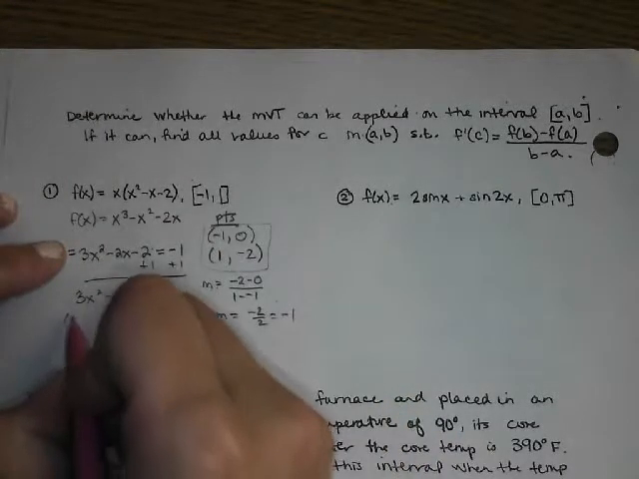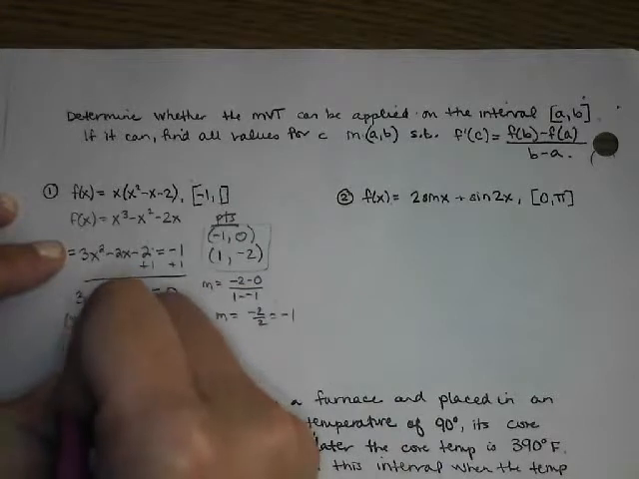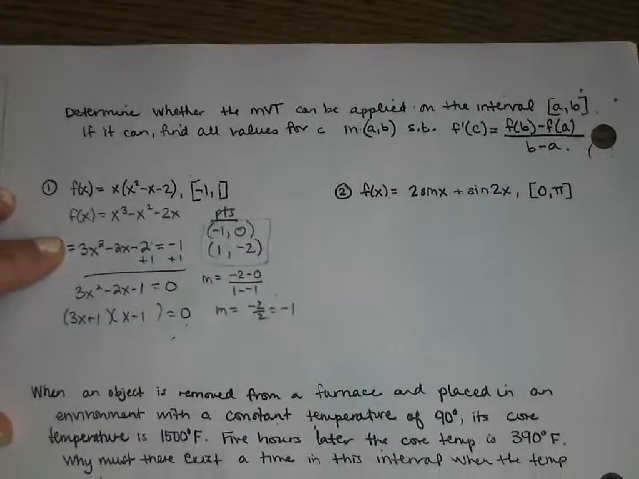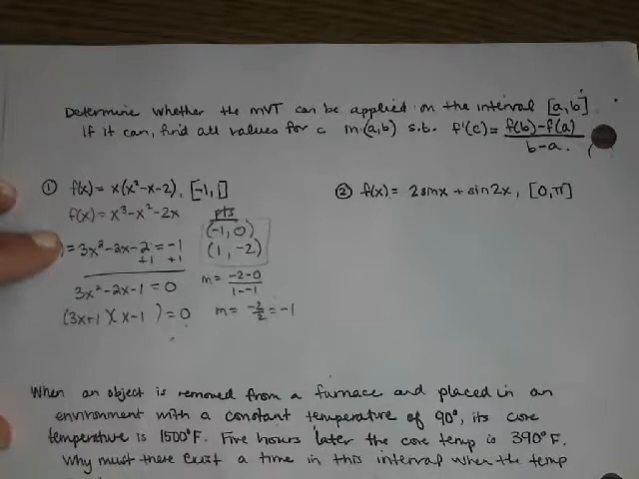Perfect. And so at what 2 values is my curve going to have a slope of -1, Alec? 1 and 2. Very good. X equals 1 and x equals -1/3.